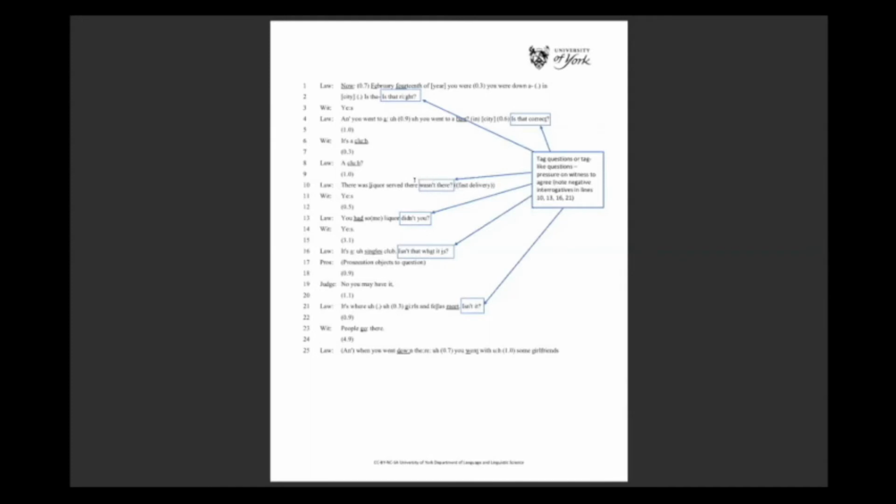Additionally, notice that in line 10, in line 13, in line 16, and line 21, these are negative constructions. There was liquor served there, wasn't there? And you had some liquor, didn't you? Work in our field of conversation analysis demonstrates that negative interrogatives, negative constructions, are putting added pressure on the one being questioned. This is used a lot in questioning politicians, for example, and in press conferences. And it was one reason why some politicians, and I won't name names, don't care for press conferences very much. So the first feature is tag questions, and particularly negative interrogatives in tag questions.